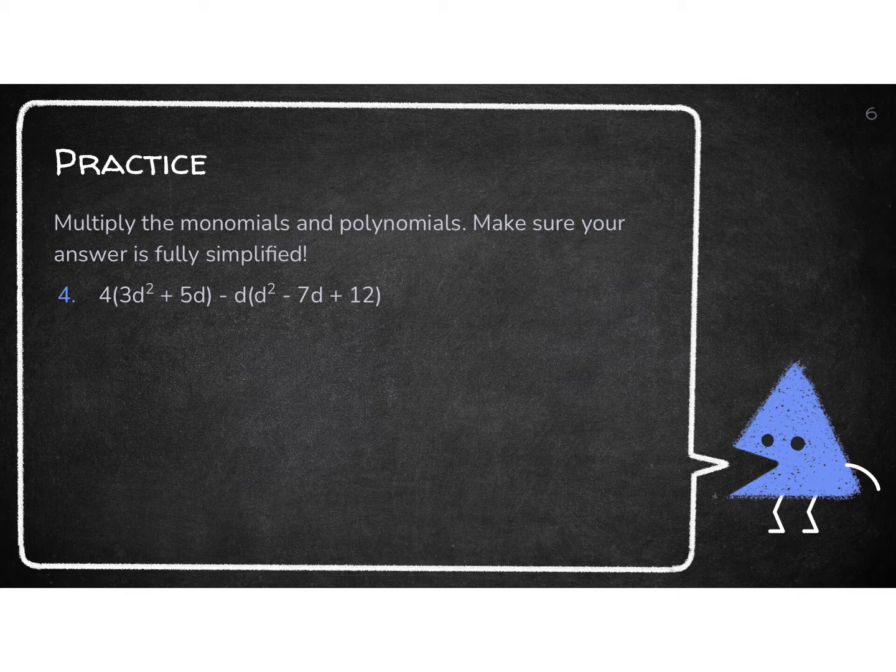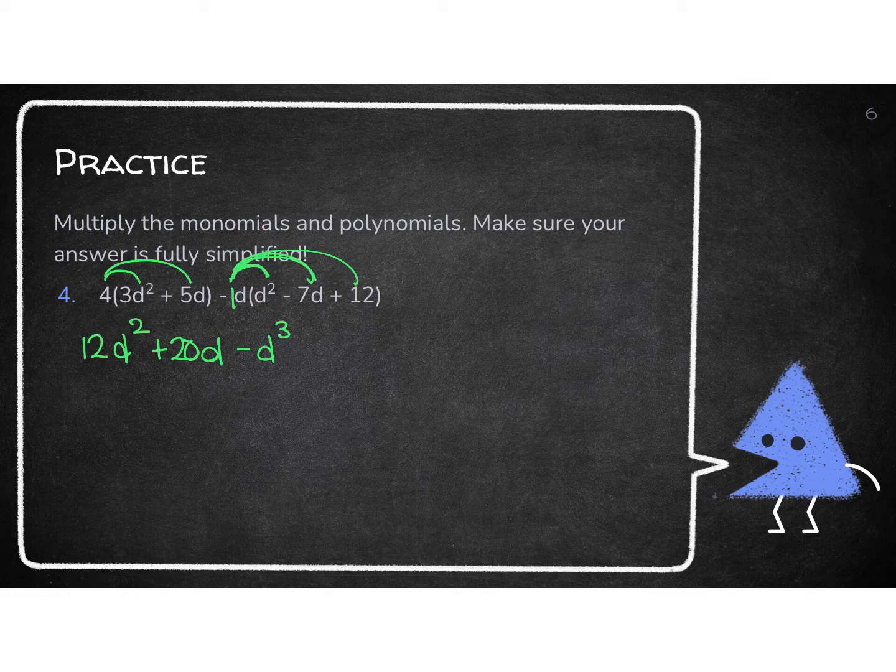Now we're going to change it up just a little bit. I have 2 sets of parentheses. So I need to distribute the 4 to the first set and this negative 1d to the second set. So let's do that. I have 4 times 3d squared, so I'm going to get 12d squared. I have 4 times 5d, so I'm going to get 20d. Now I have a negative 1d times d squared, which is going to be negative d to the third power.